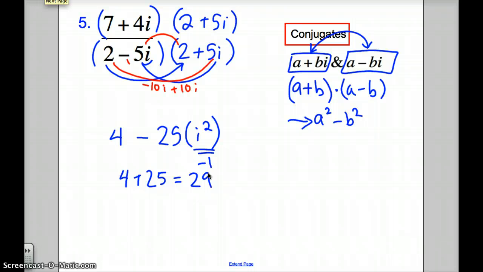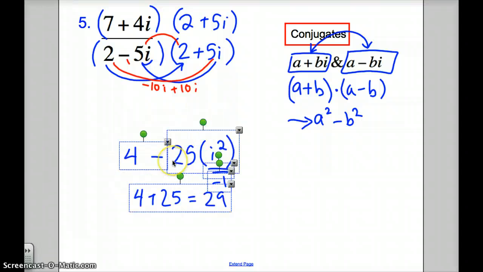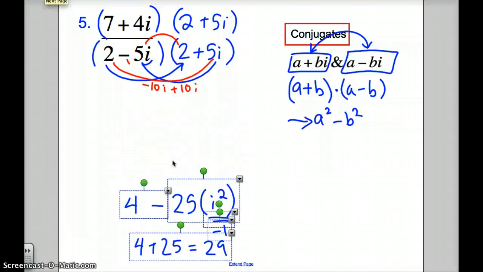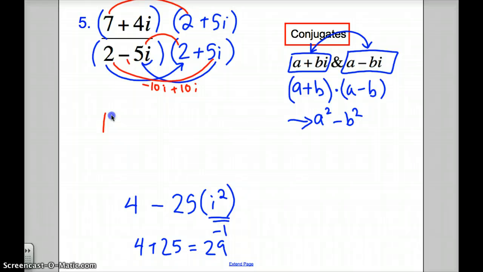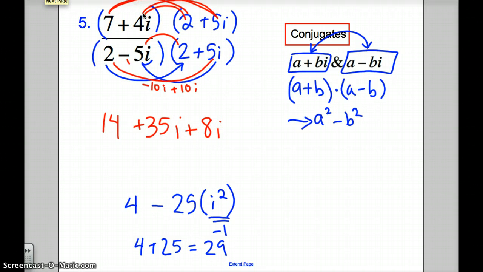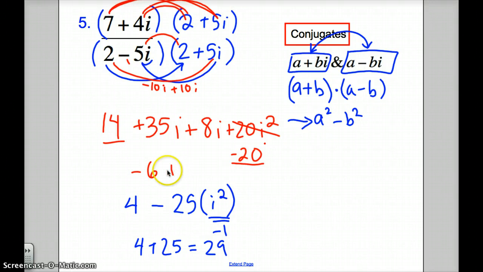Of course, we need to multiply out for the numerator as well. So I'm going to do that off to the side here. Move this out of the way. So our numerator will be 14 plus 35i plus 8i for the inner term, and then the outer, plus 20i squared. This becomes negative 1, so we're going to have a negative 20 here instead. Combining like terms, our numerator becomes negative 6 for these two terms, plus 43i.